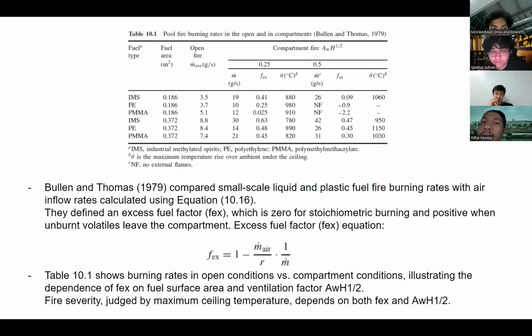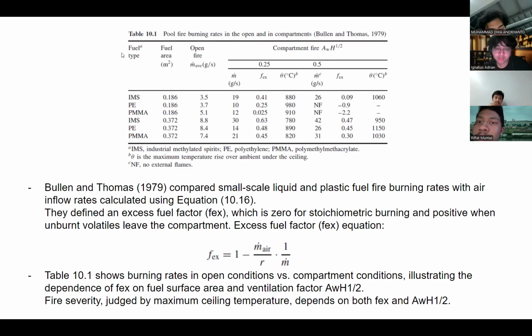Okay, so let's move to this table. Table 10.1. In 1979, Bullen and Thomas compared small-scale liquid and plastic fuel fire burning rates with air inflow rates, which is calculated by using equation 10.16.